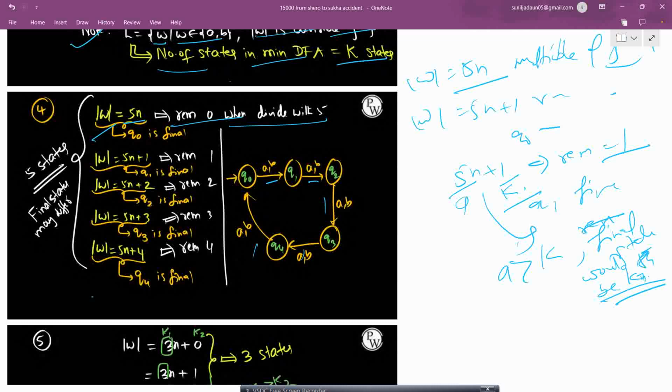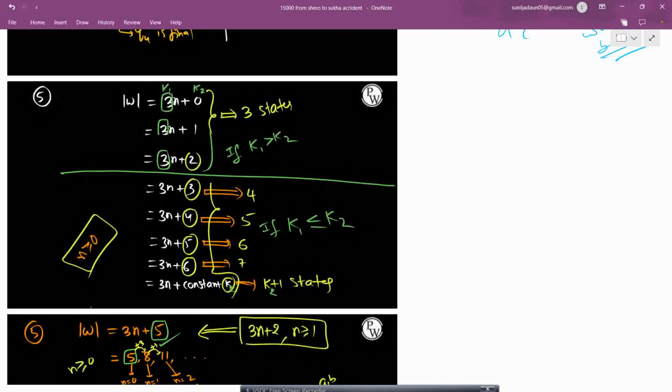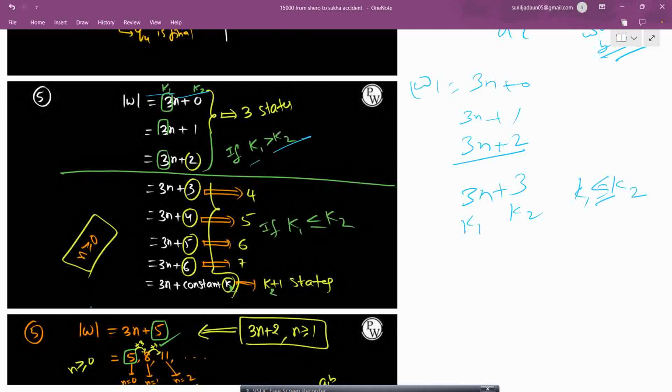Then, in this case, Q0 is a final state. Let's say the length of W is equal to 3n plus 0, 3n plus 1, 3n plus 2. Now 3 states. K1 is greater than K2. This is K1 with K2. If 3n plus 3, now this is K1, this is K2. Now K1 is equal to K2 here, or we can say less than or equal to K2. 3n plus 4 and so on. Alright.